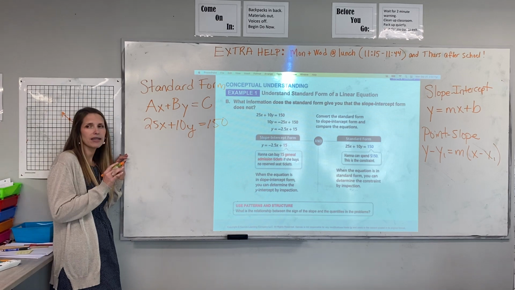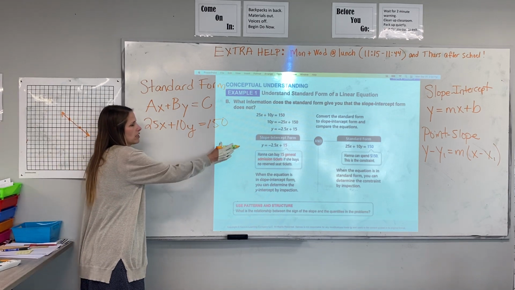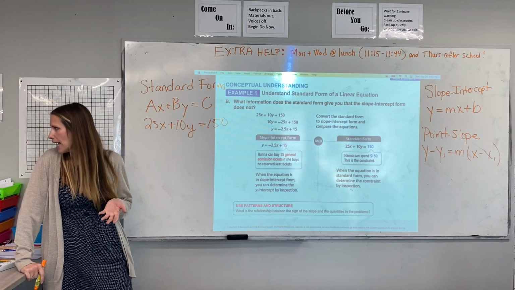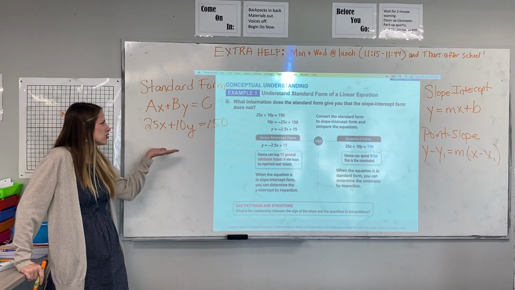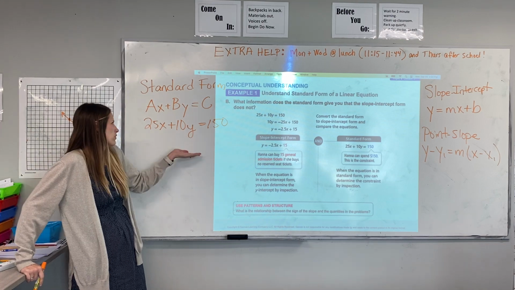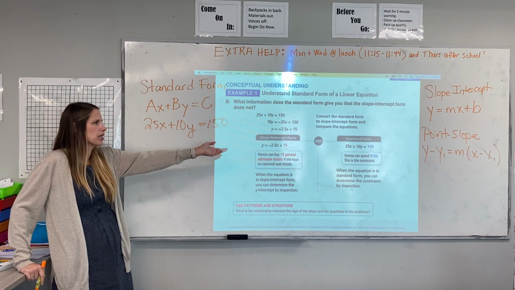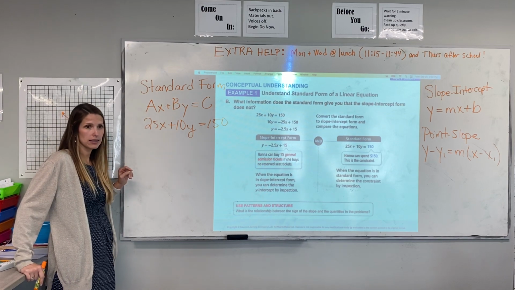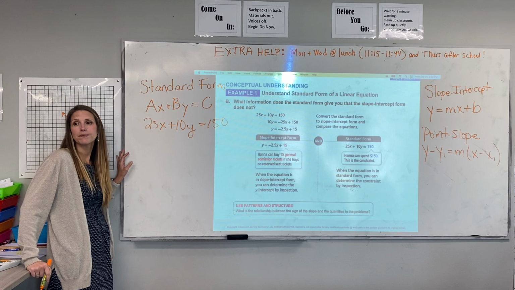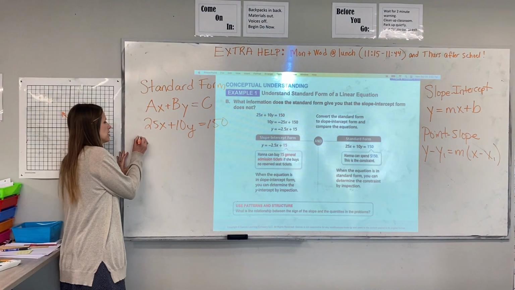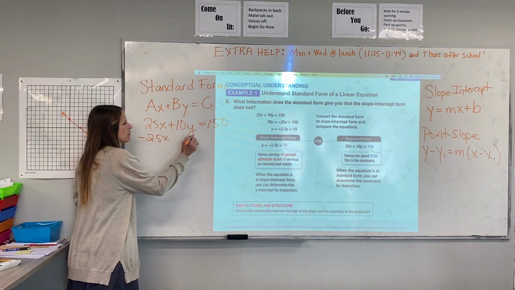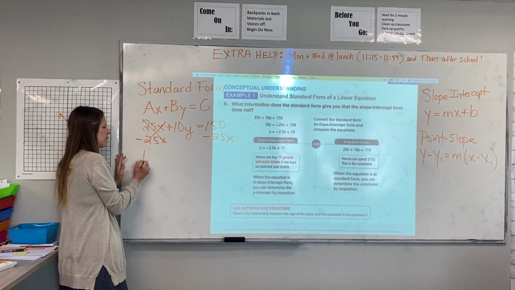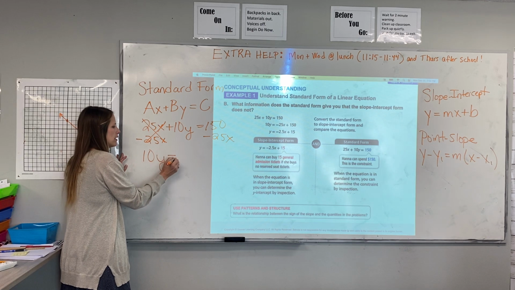I can subtract 10y from this side and move it to the other side. There's nothing wrong with doing that, but it's not going to isolate the y, because it'll just be over here with the 150 and the 25x. We can't divide by 10 yet. Subtract 25x on both sides. Good. That cancels. Now we have 10y equals 150 minus 25x.